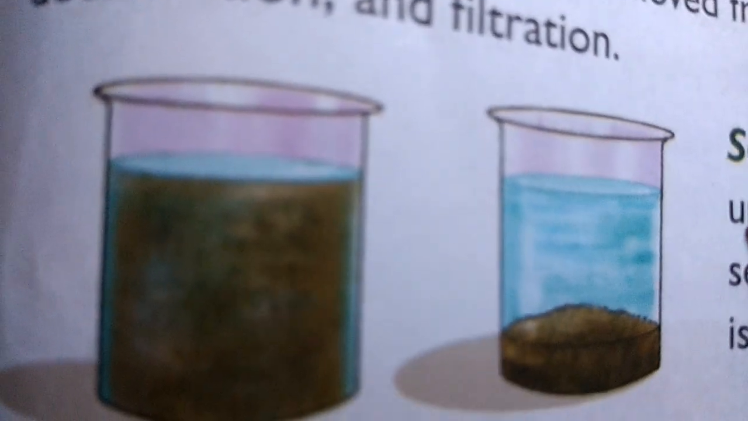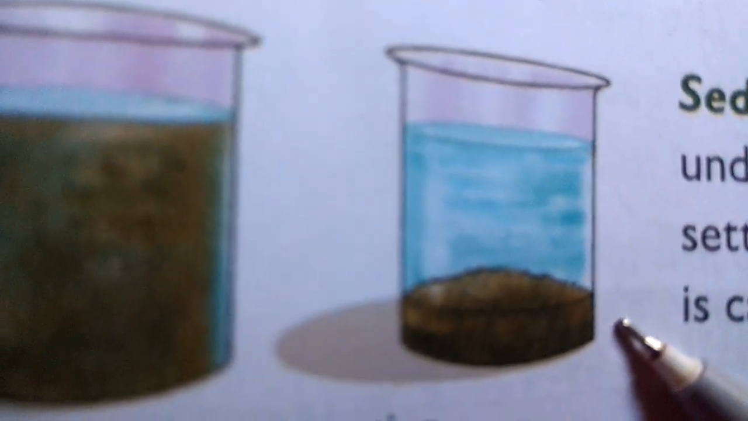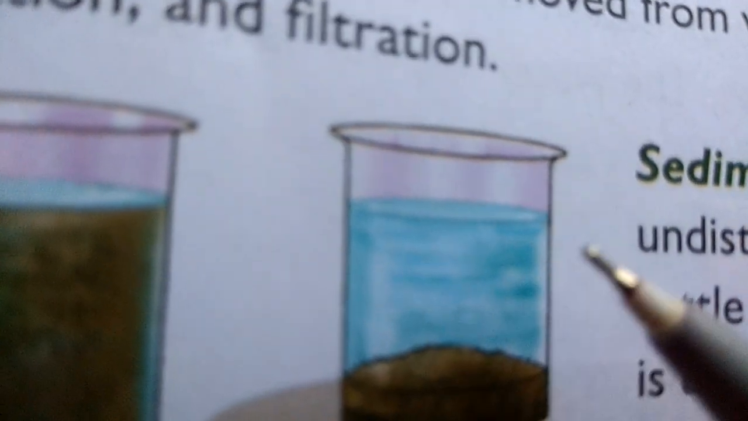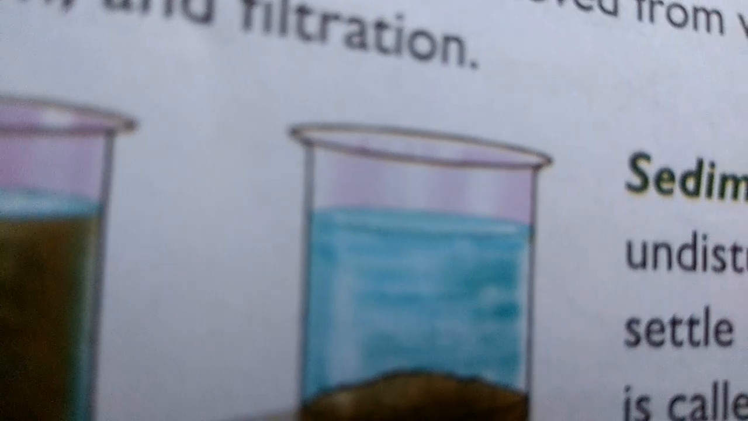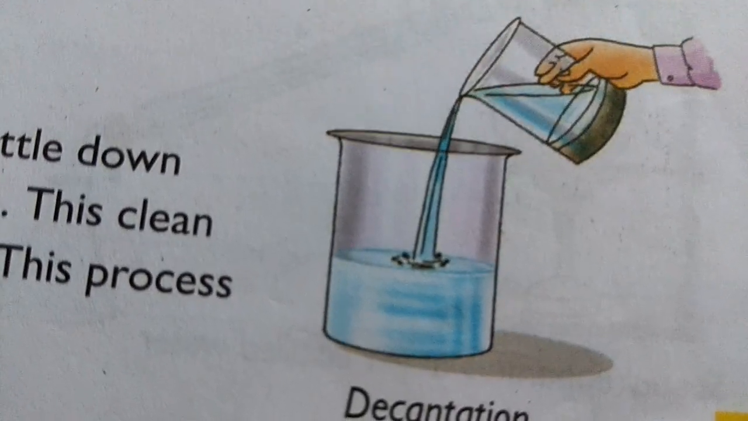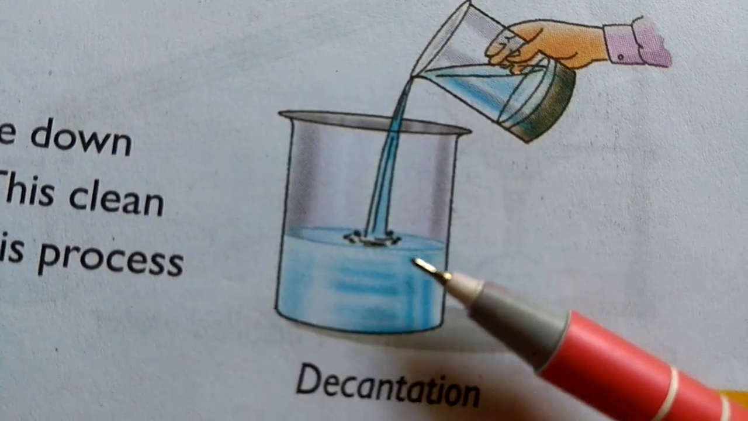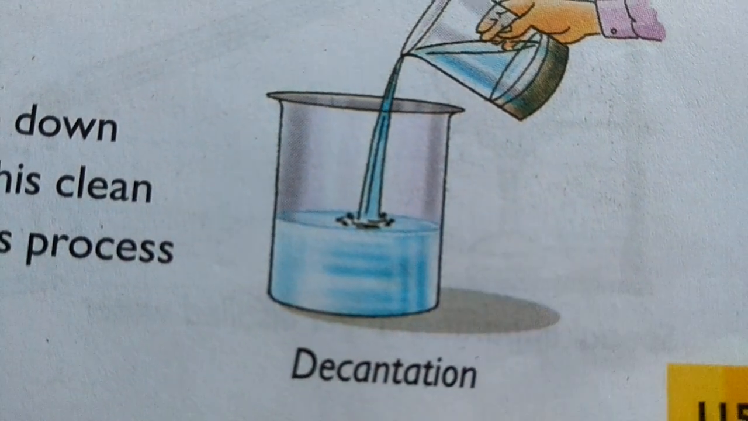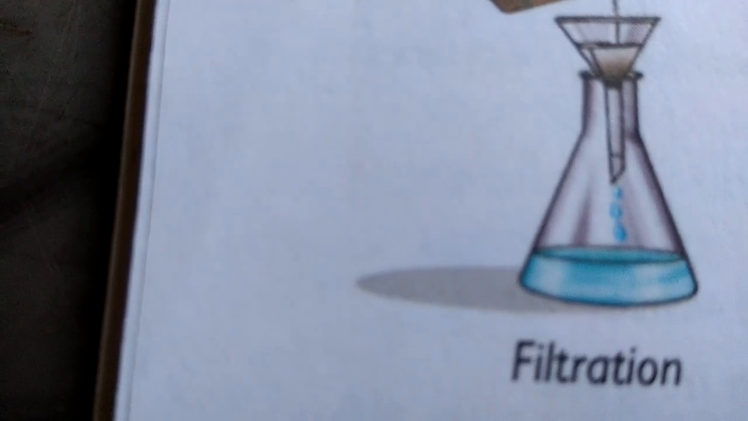The second process is decantation. In sedimentation, we have seen that the impurities settle at the bottom, and at the top we can see the clean water. This clean water is slowly poured into a separate container. This process is known as decantation. And the last method is filtration.